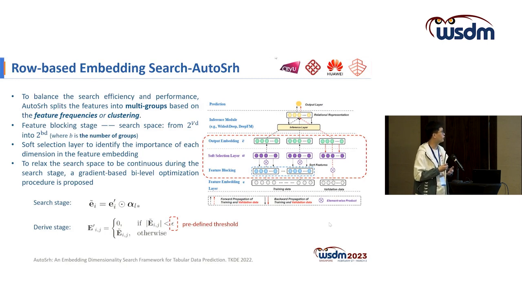After searching the optimized architecture parameters, a divide stage is proposed. When the absolute value of the embedding parameters is smaller than a predefined threshold, all the elements in the embedding table will be set to zero, so that the embedding dimension can be reduced.